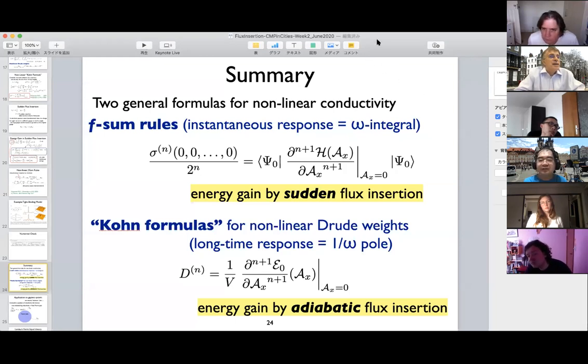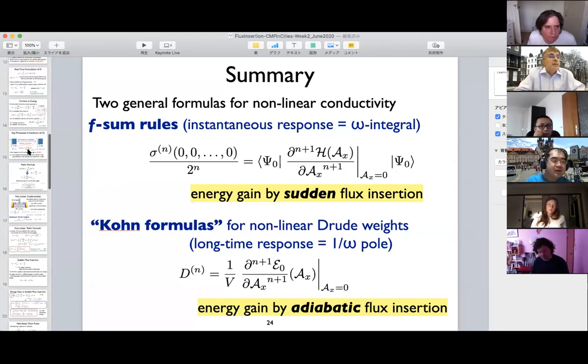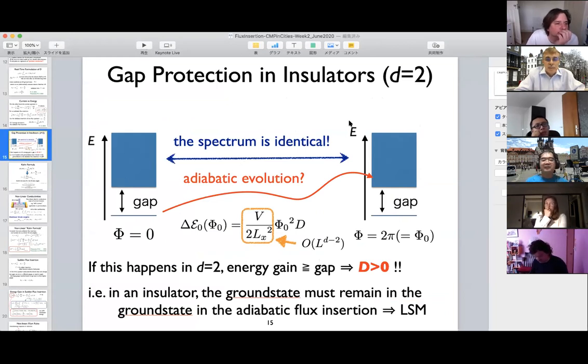Can you go to the slide of gap protected where you made an argument about 2 dimensions? This one? This one. Yeah. So even in higher dimensions, when you suppose there is gap closing, there will be a positive energy gain, right? So delta epsilon is still positive. So this means that D has to be positive, right? Well, but it might scale like 1 over L or something.